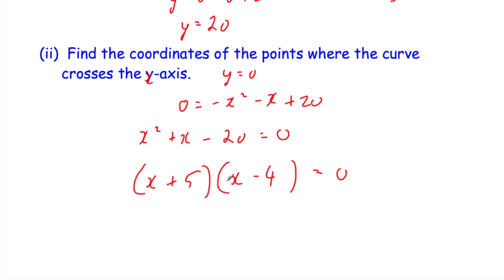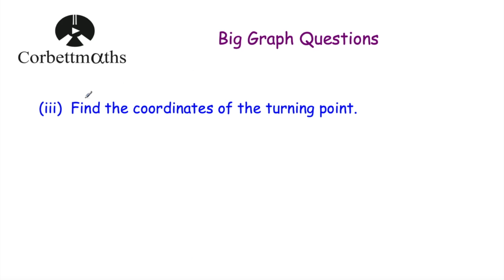And now to solve this, we just need to find when each bracket would equal 0. So here, x is equal to 4, and here x would be equal to -5. So that means the coordinates of the points where the curve crosses the x-axis will be (-5, 0) and (4, 0). So that's fantastic. We've found the coordinates of those 2 points. We've done the first 2 parts. Okay, now let's look at the next part.